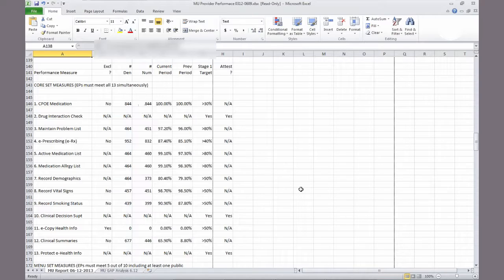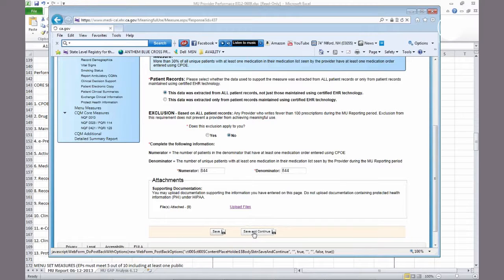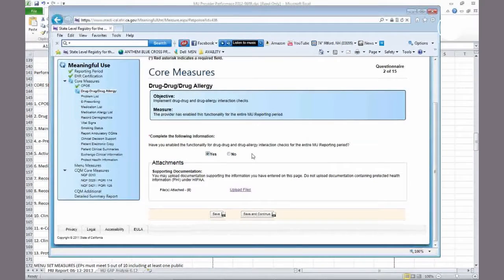Refer to the numbers from the Meaningful Use Report. Here it shows 844 for the denominator and 844 for the numerator. Enter them for this CPOE measure. Click Save and Continue.